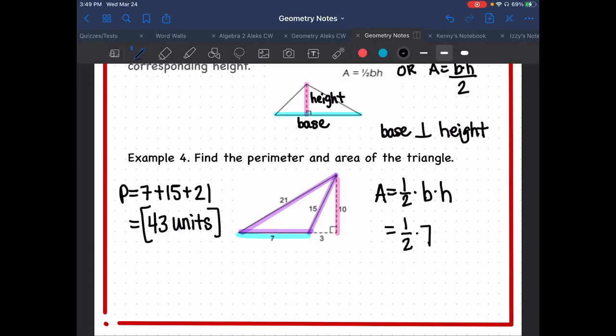So my base is 7, my height is 10, and I'm going to do 1/2 times 7 times 10, or half of 70, 35, whatever my units are, squared: centimeters, feet, yards.